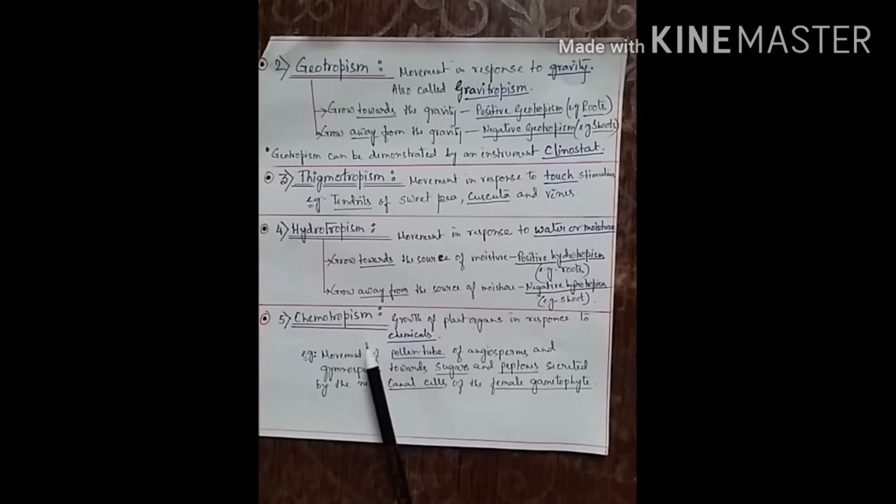And the last type is the chemotropism. That means some parts of the plant respond to the external stimuli, that is specific chemicals. The very good example you can see in case of the pollen tube, and the growth of the pollen tube in case of angiosperms and the gymnosperms towards the sugars or the peptones which are secreted from the neck canal cells of the female gametophytes. That's why the pollen tube grows towards the ovule within the ovary.